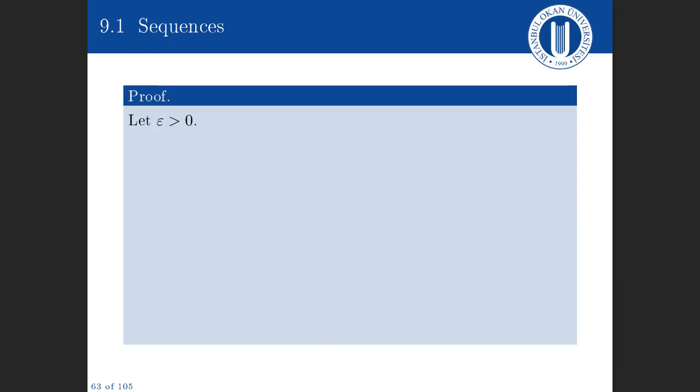Let's prove this. How do we start? The same way we always start: let epsilon be greater than 0.